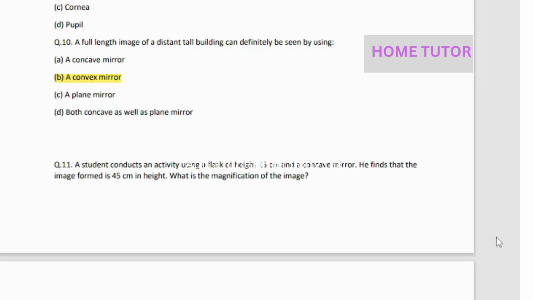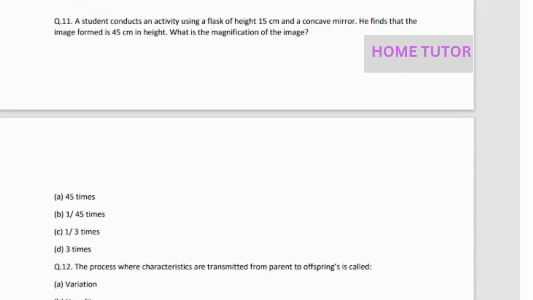Next question, question number 11. A student conducts an activity using a flask of height 15 cm and a concave mirror. He finds that the image formed is 45 cm in height. What is the magnification of the image? As we know, magnification equals height of the image by height of the object. So the answer is 45 by 15, equals 3 times. So the answer is 3 times, option D.